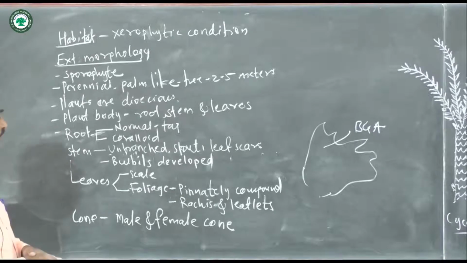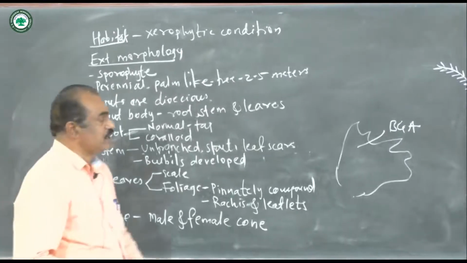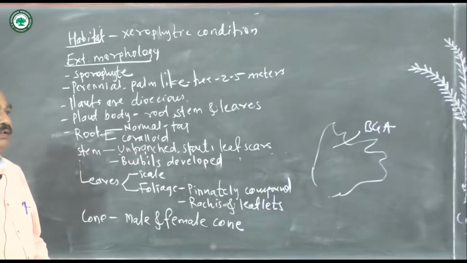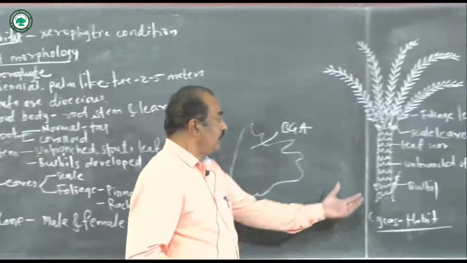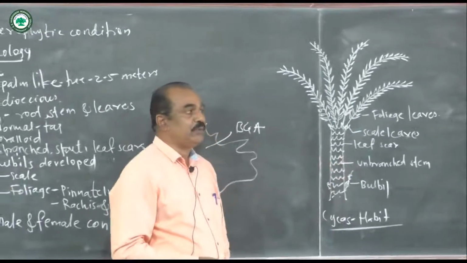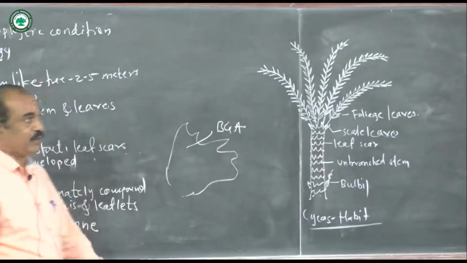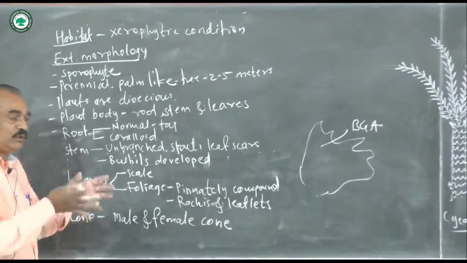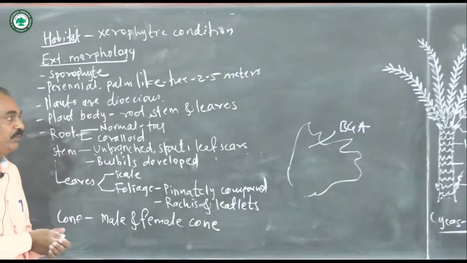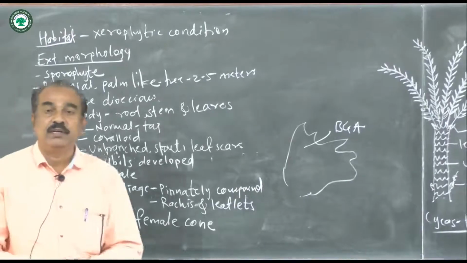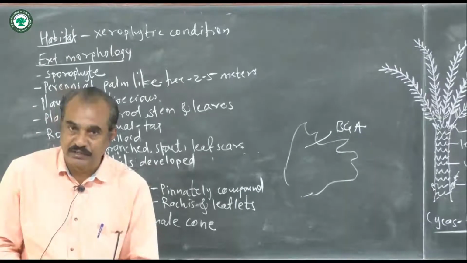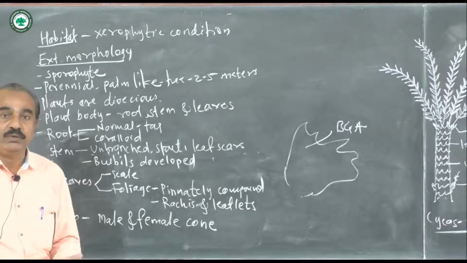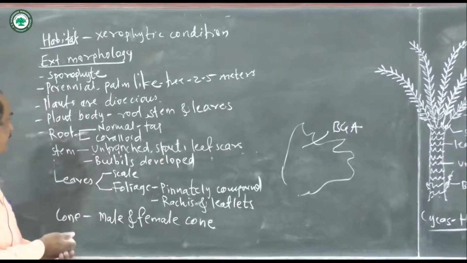Now second, that is the stem. Stem is unbranched. So here stem is unbranched. It is stout, and these are the leaf scars. They are developed, they are permanent on the stem. They are called the leaf scars. Now on the stem, toward the lower side, bulbils are also developed. They are important for natural vegetative propagation. Because when they get separated from the parent plant, they can develop into a new plant of the Cycas.